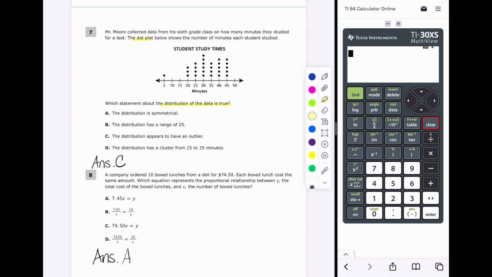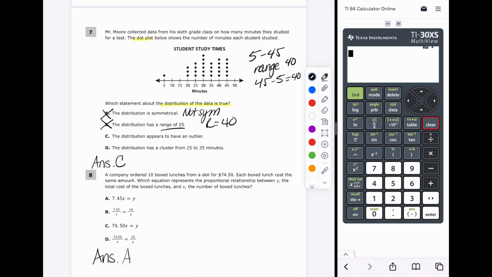So I have to see which of these is true. The first one says that the distribution is symmetrical. That means I can cut it in half and both sides look the same. That's not true. This side does this, this side does this. So that is not symmetrical. The second one says has a range of 25. So for range, I have to go from one end to the other. So it goes from 5 to 45. That's a range of 40. Mentally, all I did was 45 minus 5 to get 40. So that's incorrect. Cross that out.